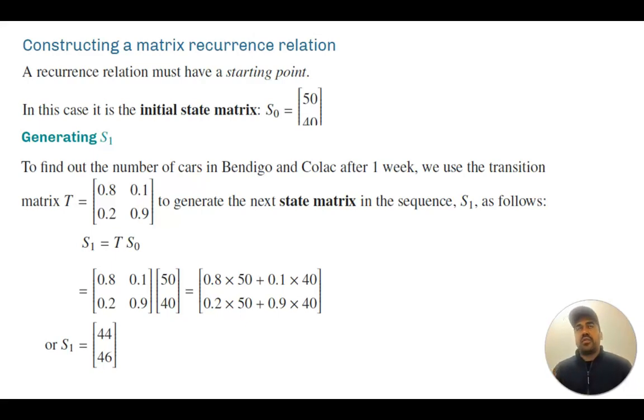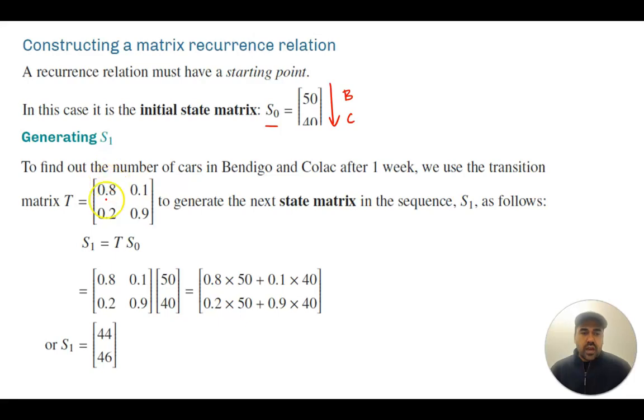Now, because this is going to be happening multiple times, we will create what's called an initial state matrix. This is always denoted by S of 0 being the initial, and the list of amounts always stacks vertically. So let's say this is the number of cars starting in two places, Bendigo and Colac. We denote this by the letter B and the letter C for the starting point. To find the next number of cars, to generate S of 1 after 1 week, the time frame in this case being weeks, we're going to use this particular transition matrix.